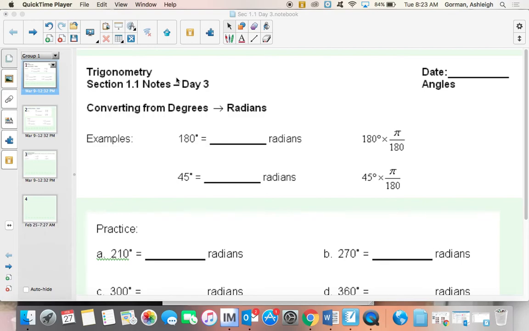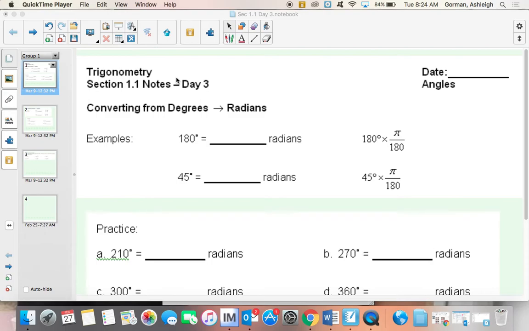So today, I think we're on page 5 of our notes. Okay. So today, we are going to be converting from degrees to radians and radians to degrees. Okay? And we'll have lots of time at the end to go over homework problems.